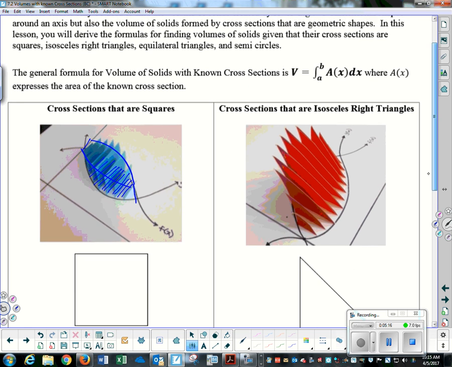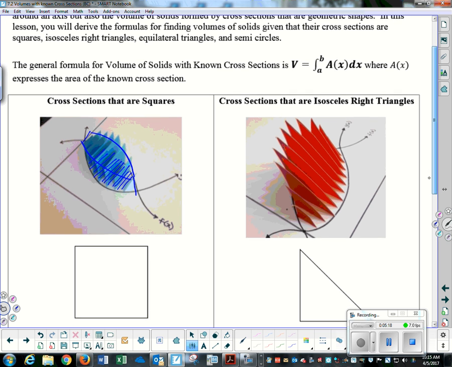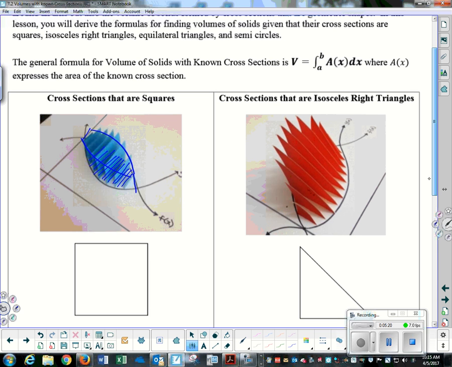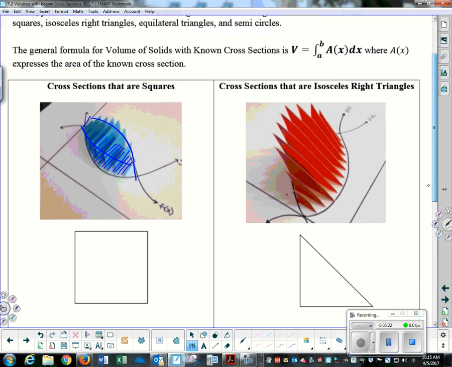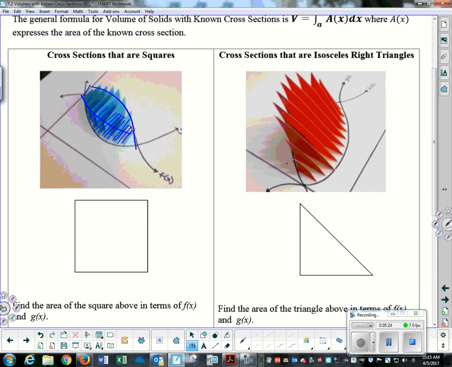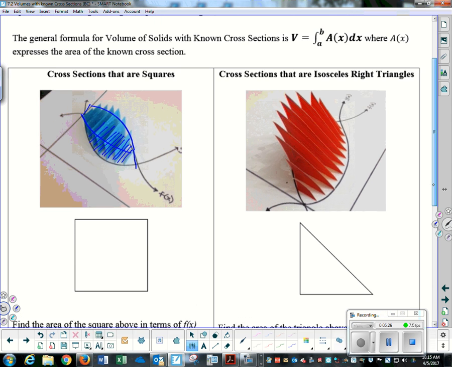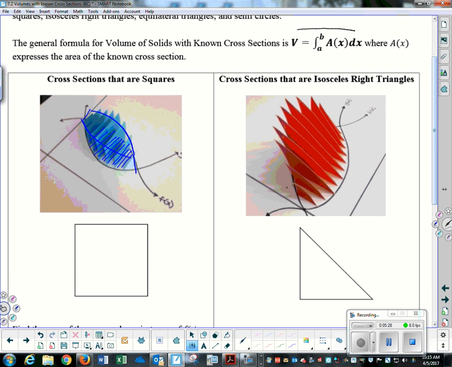In this lesson, you'll derive the formulas for finding the volumes of solids, given that their cross sections are squares. The general form of the volume of a solid with known cross sections is volume equals the integral from a to b of A of x dx, where A of x represents the area of the known cross section. You can see it defined right here.